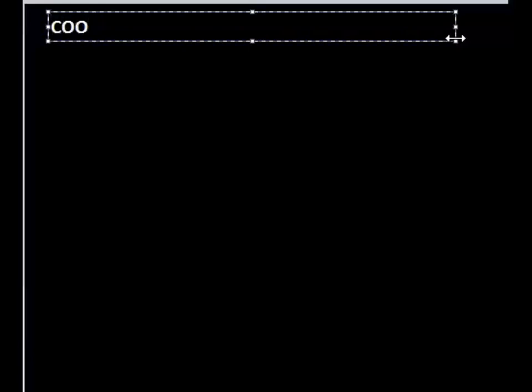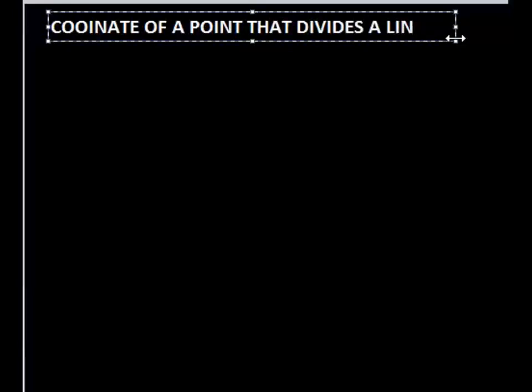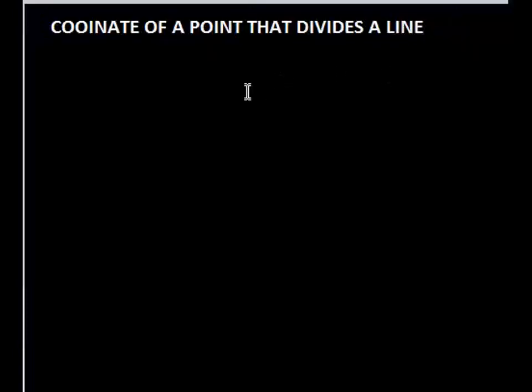Let's look at the coordinate of a point that divides a line. Either it divides the line into 2 equal parts or 2 unequal parts. Let me actually explain what I mean here. Coordinate of a point that divides a line.